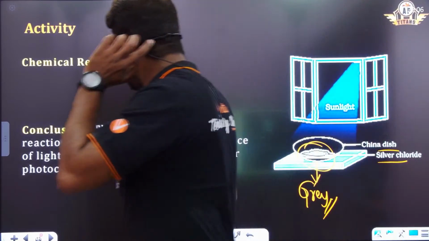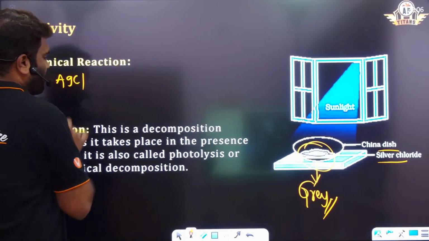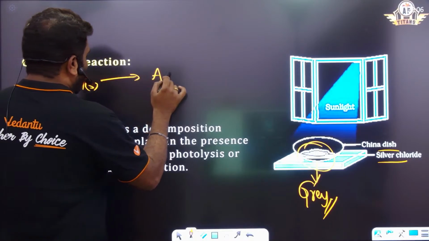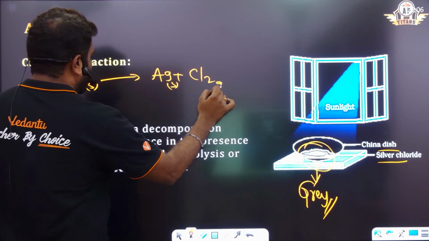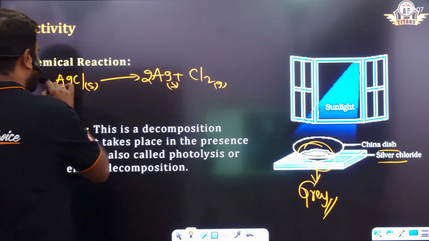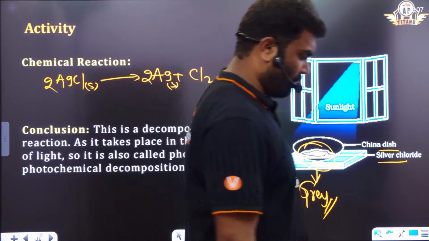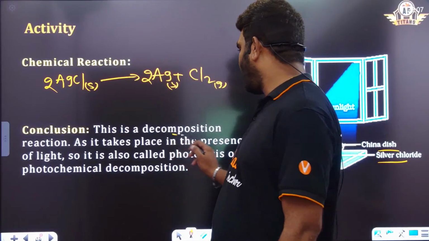Okay, so what is the chemical reaction here? If you take silver chloride, AgCl, which is solid, what are we getting? 2Ag plus Cl2, where Ag is solid and Cl2 is a gaseous substance. So this is nothing but a decomposition reaction.